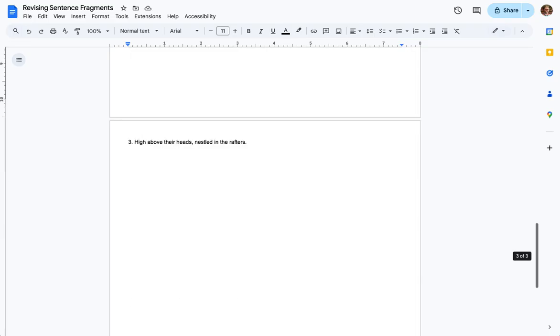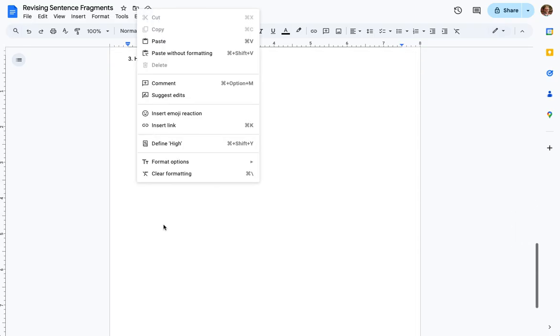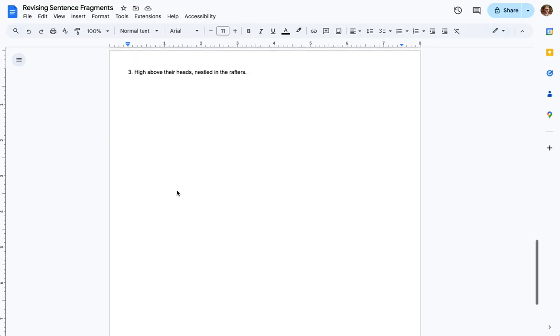Let's take a look at a third example. High above their heads, nestled in the rafters. Again, if we use our two tests, we can recognize this is missing a subject. There's a verb here, but it is also only for part of this, so we could go about adding information to the beginning or to the end to make this more complete. Who or what was high above their heads, nestled in the rafters? Maybe it is the soccer ball that's been stuck in the rafters for years. The soccer ball, the ancient soccer ball, was high above their heads, nestled in the rafters. That's one way we could add it.